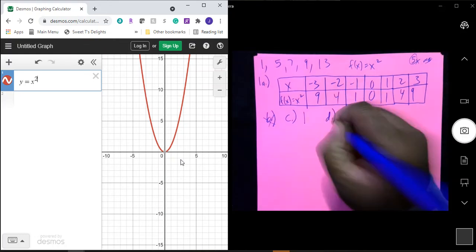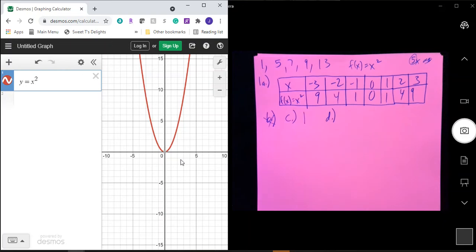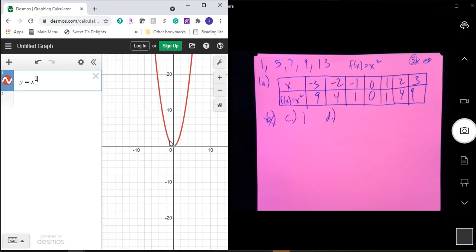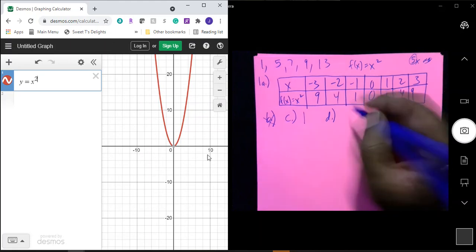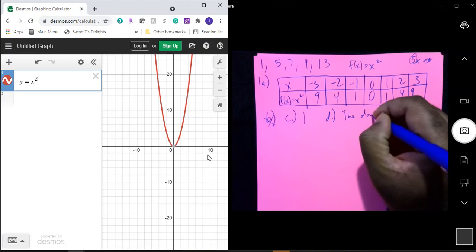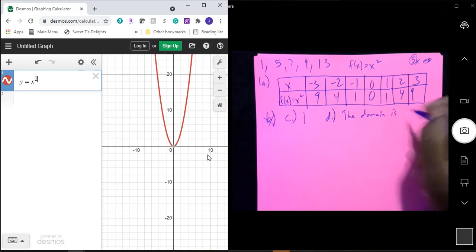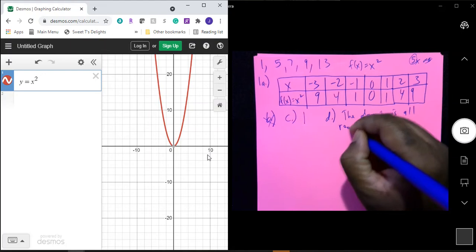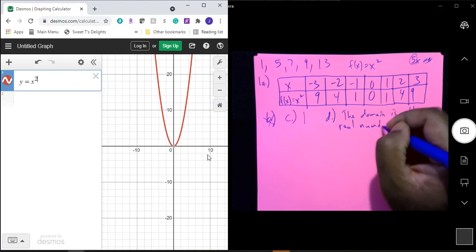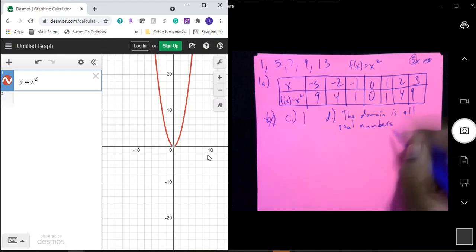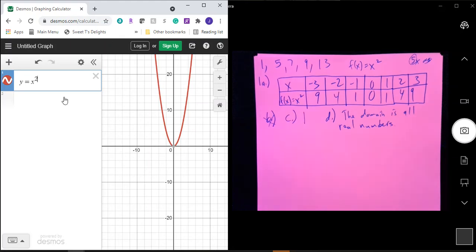Now we go here to D. It says, from the graph, determine the domain and range of the function. If you look at this graph, you notice as this graph gets larger, it encompasses all of the x values. There's no restriction on x. So we could say the domain is all real numbers. That is the domain.